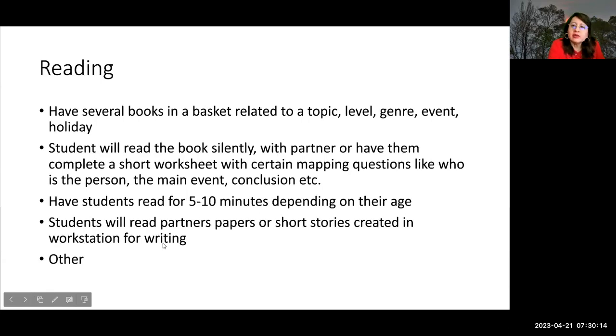Reading, of course: having a small basket related to a topic you already covered, level readers, a genre, an event, a holiday. The reading can happen silently. It can happen with a partner, or you can have them even complete a short worksheet with certain mapping questions or comprehension questions. Have students read for 5 to 10 minutes, depending on their age. Students will read partner papers, or short stories created in workstations for writing, or any other activity that you may already have.